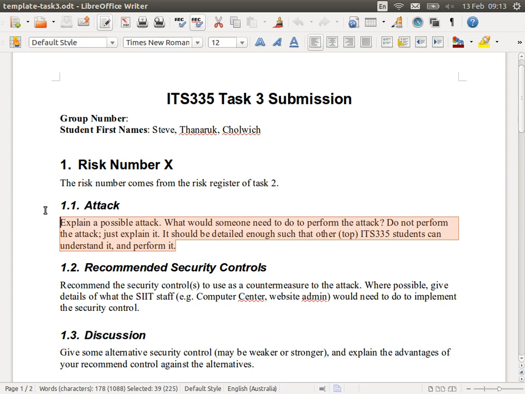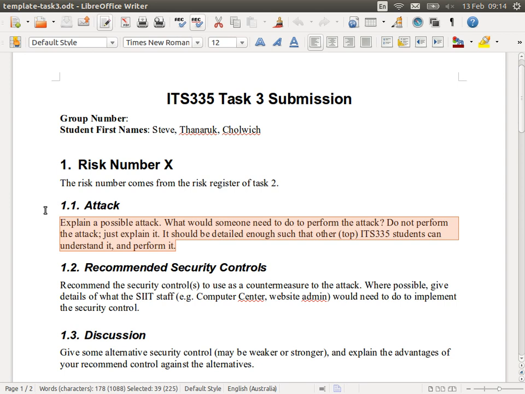So, for example, the students next year that take this course could read your description and they'd immediately know how to do this attack. Then once you have described an attack, say how to stop it, the countermeasure for that attack. So what would you suggest for SIT to do to prevent this attack from happening, or to detect this attack when it does happen? Okay. So this is what the attacker would do, this is what the organisation should do to prevent that attack. And again, be as specific as possible. Some you can be more detailed than others.